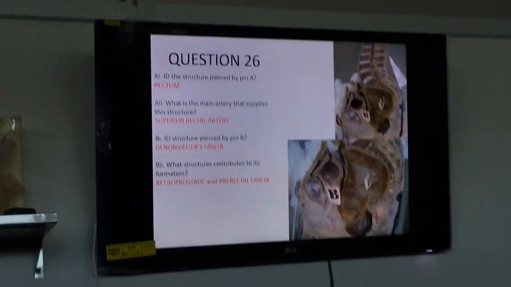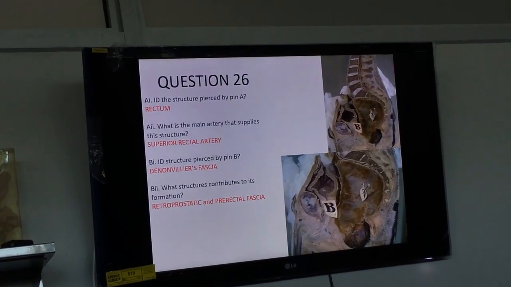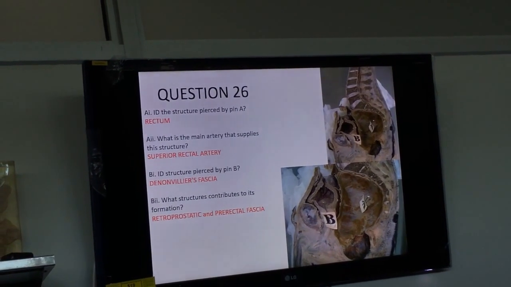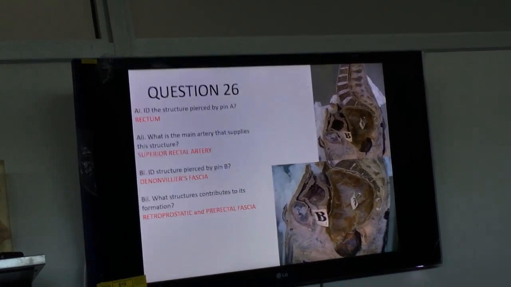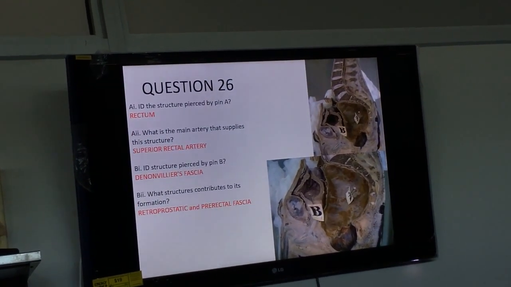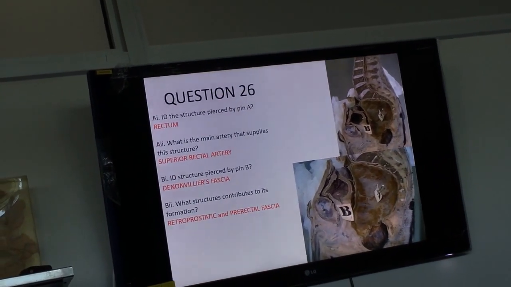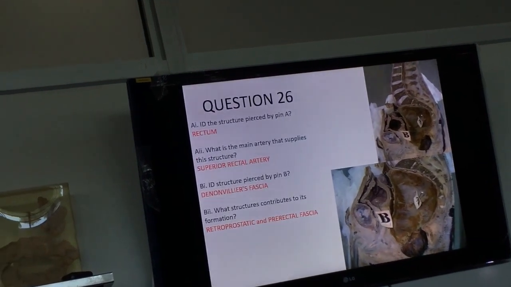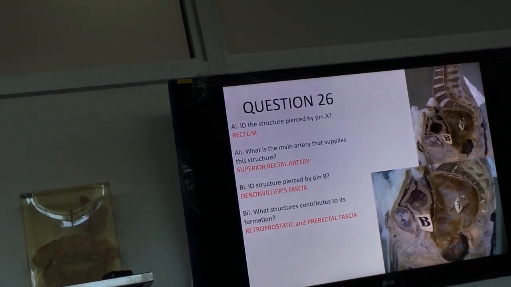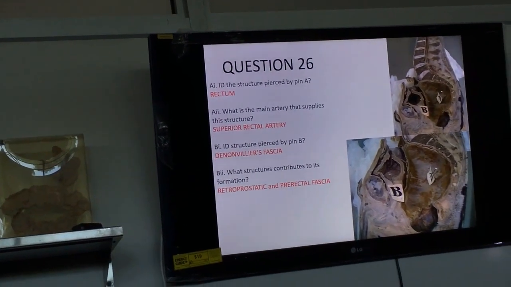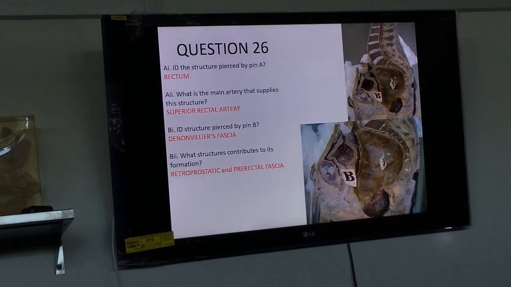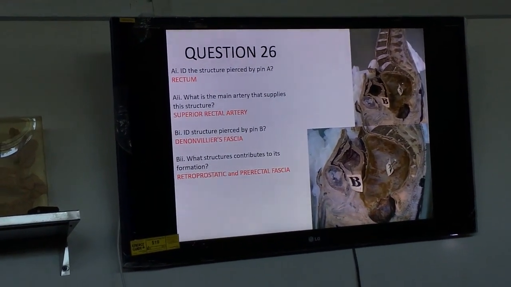You get me? And that's why it's easy in a female to have a rectovaginal fistula with feces going into the vagina. It's terrible. Nobody wants that. That vagina is to be condemned. It's not a good vagina. Question 27.